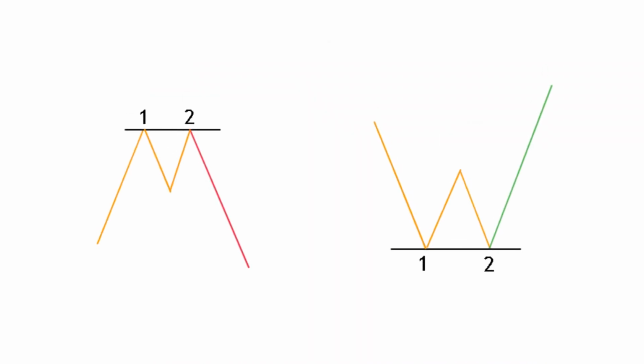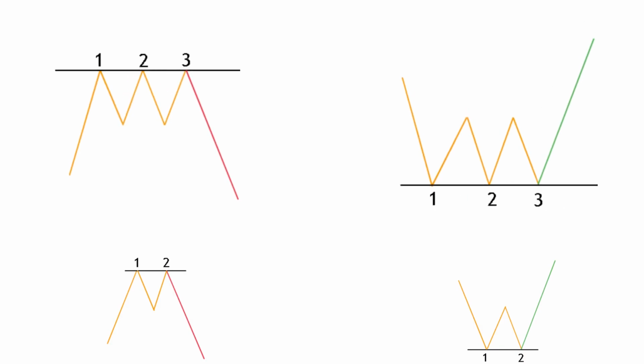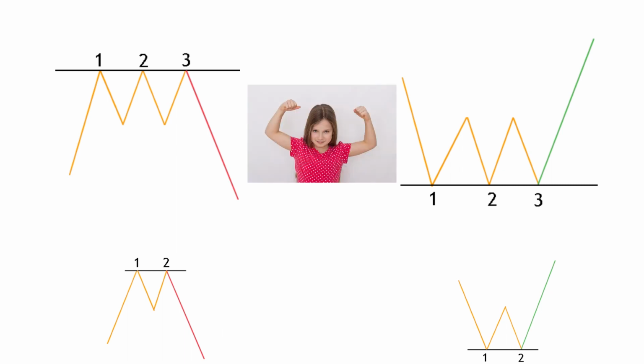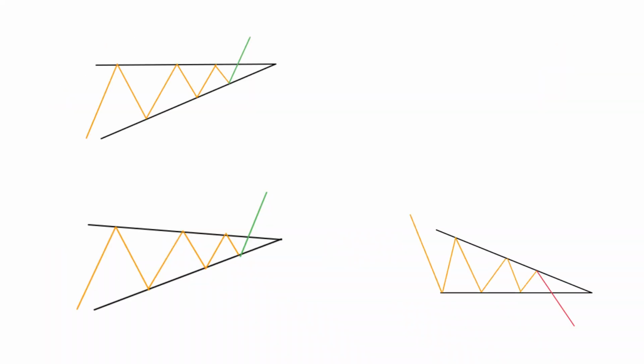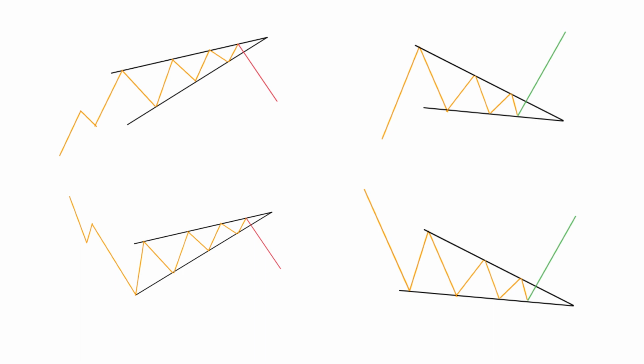Just like double tops and bottoms, we also have triple tops and bottoms. These patterns are similar but consist of 3 peaks or troughs instead of 2. They are a stronger signal of a potential reversal in the market trend. We also have wedges and triangles. Wedges can be rising or falling and signal a reversal or continuation based on the direction of the wedge relative to the trend.